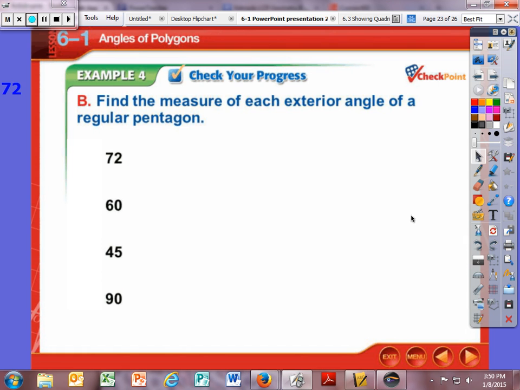Let's take a look at this one. Pause the video, try this one on your own. Take your sum, 360 degrees, and divide by the number of sides. This is a pentagon, so we have 5 sides, and that's going to give you 72 degrees for each exterior angle.